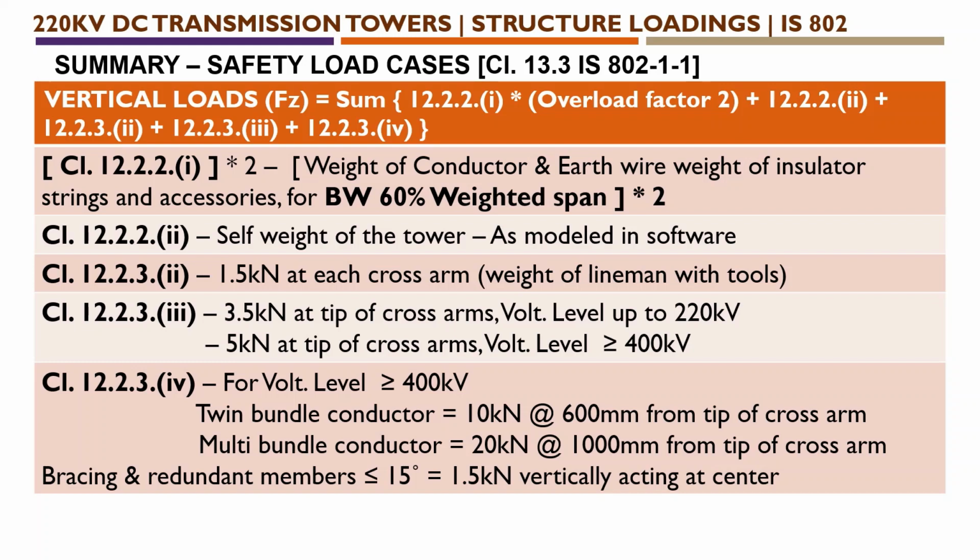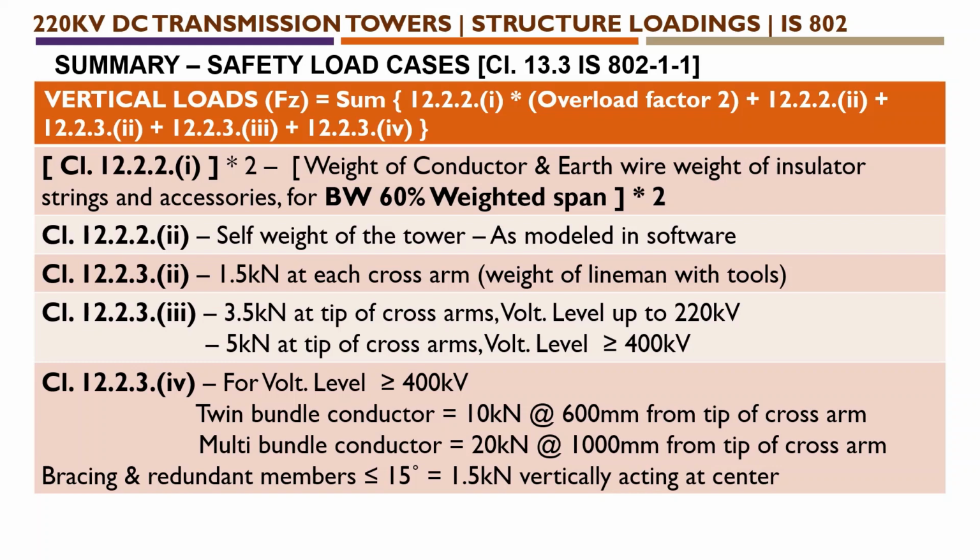And as per clause 12.2.3 of IS 802 part 1 section 4, for voltage levels greater than or equal to 400 kV, in case of a double bundle conductor we must consider 10 kilonewton at 600 mm from the tip of the cross arm. In case of a multiple bundle conductor we need to consider 20 kilonewton at 1 meter from the tip of the cross arm.